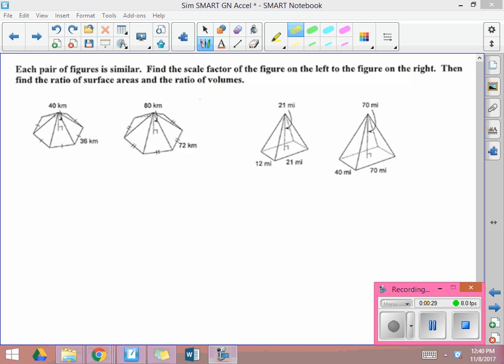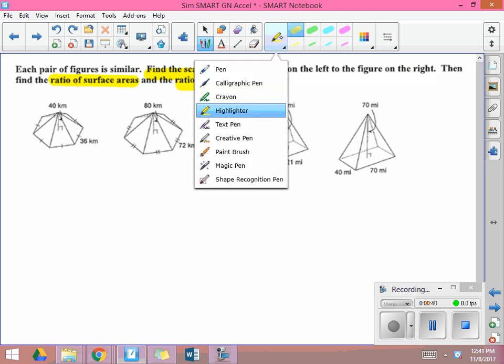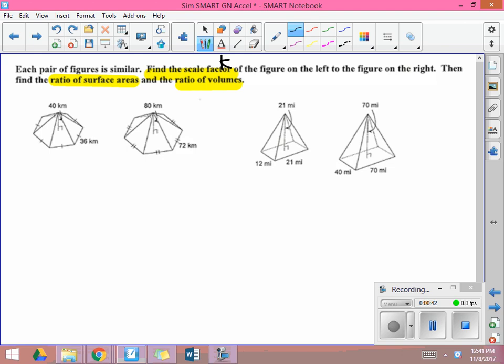So the first set of directions says find the scale factor, that's k, then find the ratio of surface areas and the ratio of volumes. These directions are asking you to find k squared and k cubed. It is not asking you to find the surface area or find the volume.